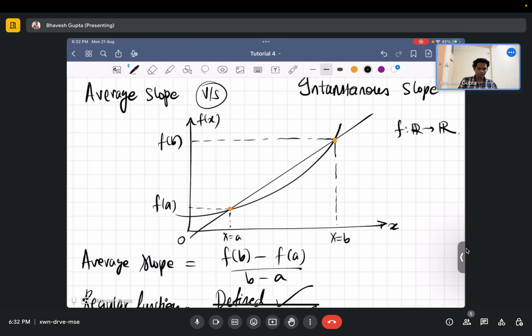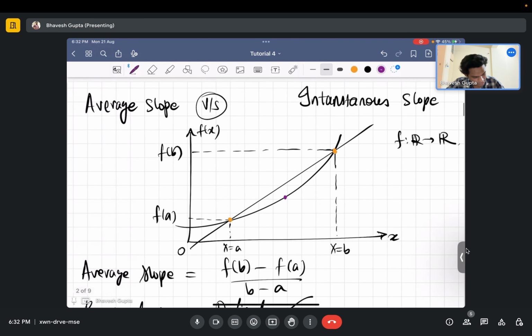Okay, and if I want to calculate the instantaneous slope, we define an instantaneous slope for a given point. Let's say this is my point. I just want to calculate the instantaneous slope, which is just the tangent at that point. I mean to say, the slope of the tangent at that point.